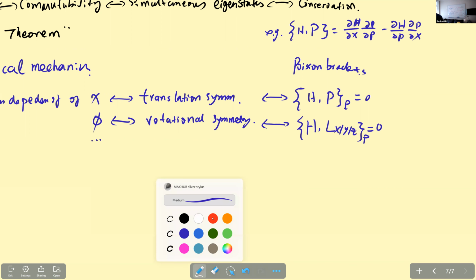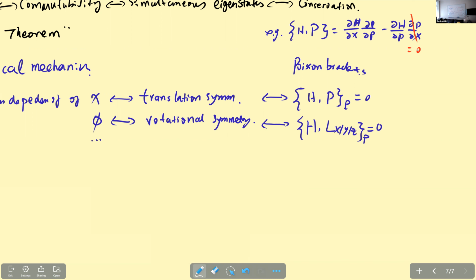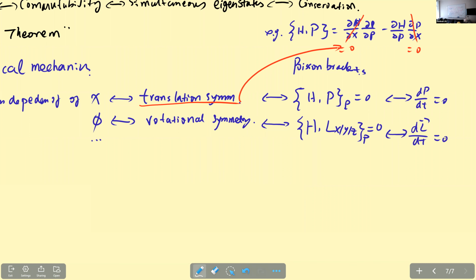Then you can see that this one is 0, and this one is 0 because you have a translation symmetry. So this means dp/dt, the derivative of the momentum, equals 0. That means the momentum is a constant of motion, or is conserved. And similarly, the angular momentum is conserved if you have rotational symmetry.